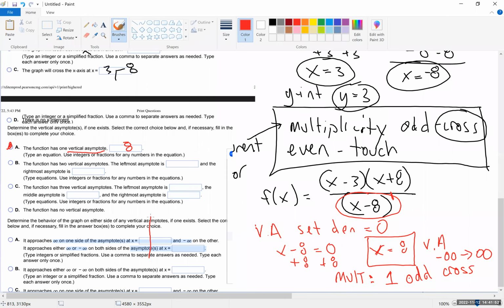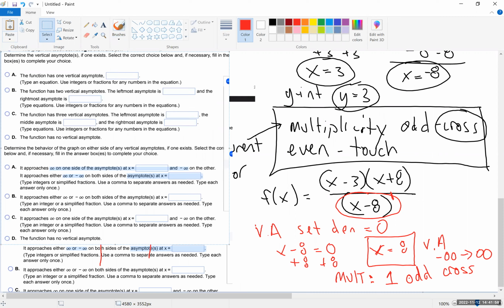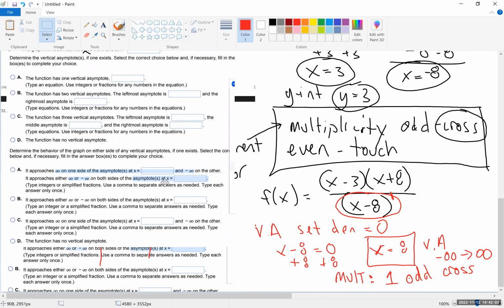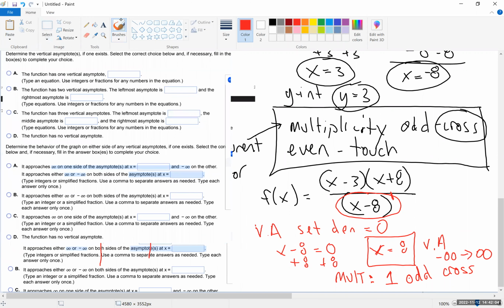Hold on. Can I paste this again? I'm going to paste this again. Wait, did I paste it? Hold on. Paste. There we go. So let me paste it again because I think I didn't. There we go. We'll move it up here.